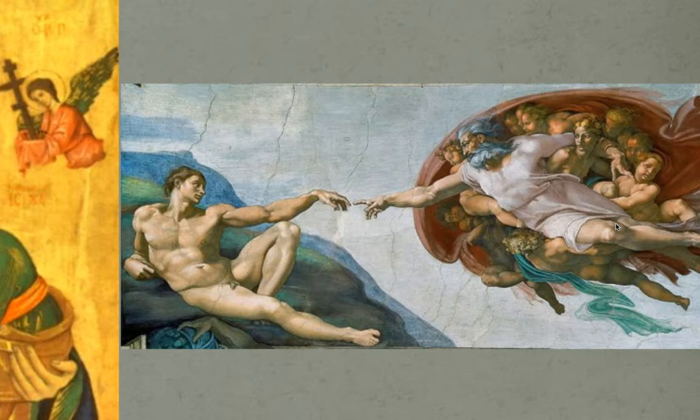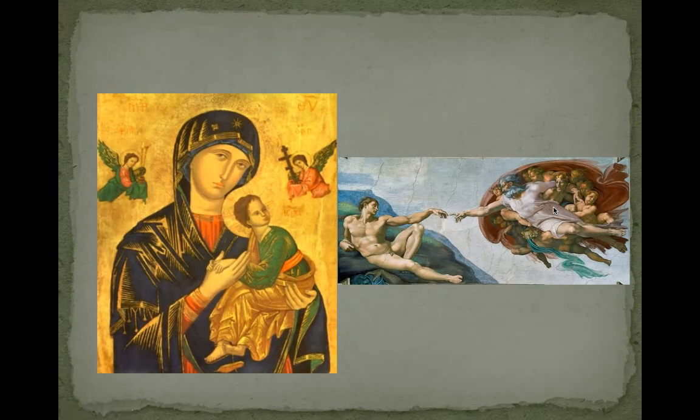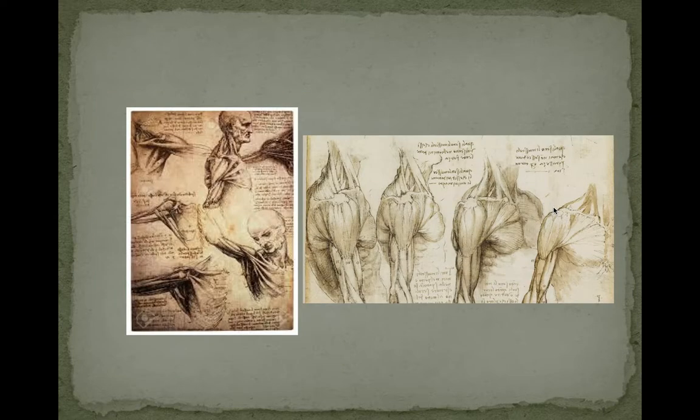You see the muscles. You see the muscles. You see the muscles. You see the clavicle here. It is proportionally correct. It is anatomically correct. This is the moment when God gives life to Adam. The ceiling is covered in stories from the Old Testament. Here's Eve. This drawing is created by Michelangelo in the Renaissance.